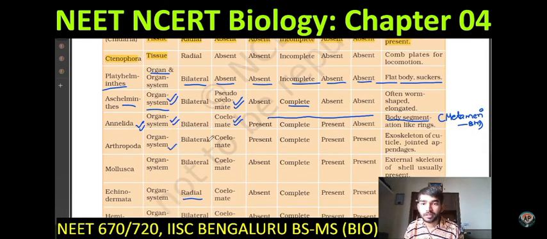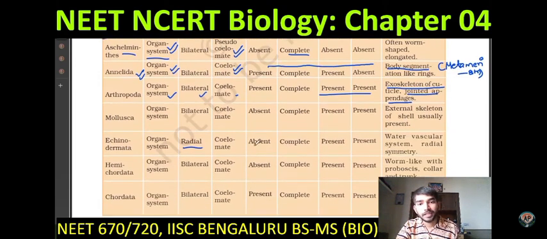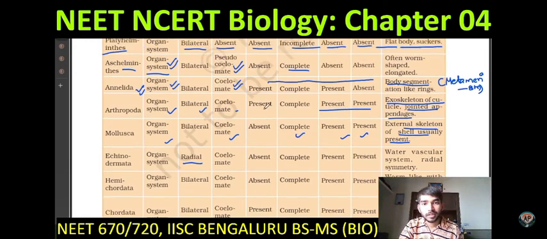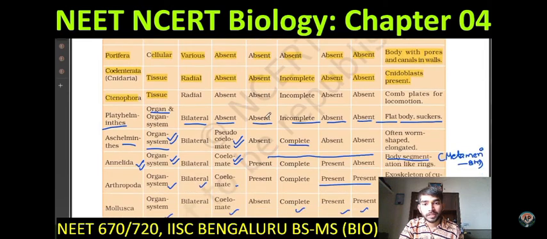Next is Arthropoda, organ system, bilateral, all the things that are developed present. Just remember exoskeleton and jointed appendages, cuticle of chitin. Mollusca, organ system, everything is present, complete. External skeleton of shell usually present. So one thing is absent here, which is segmentation.